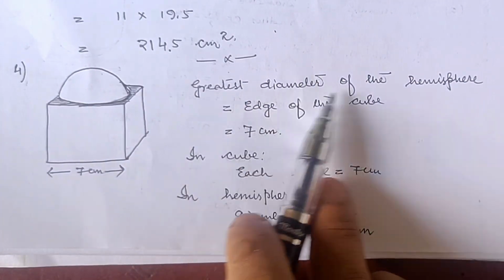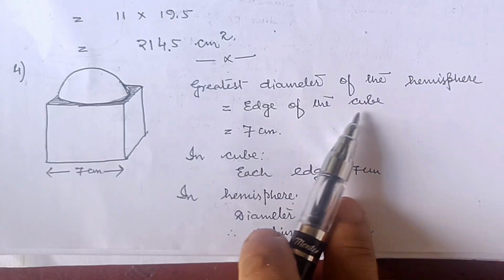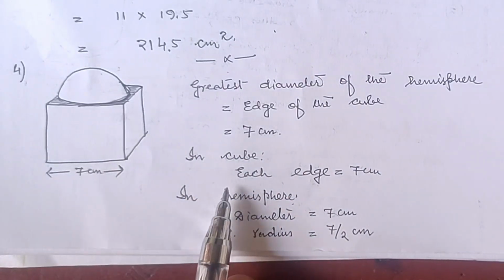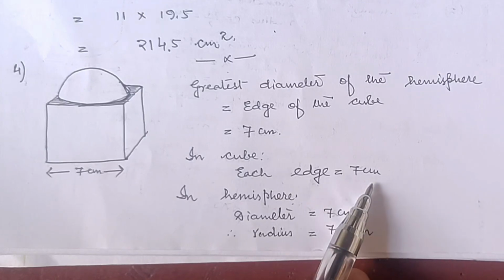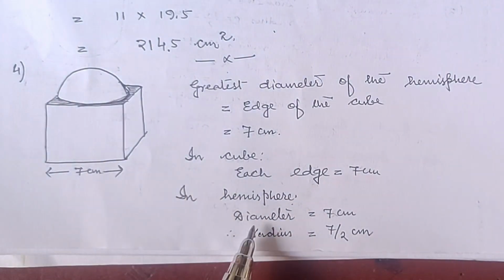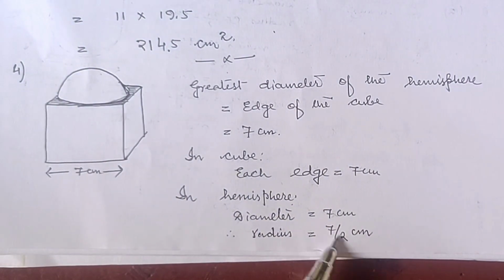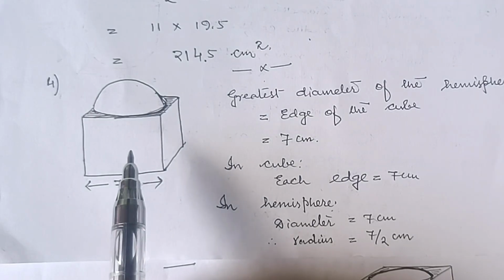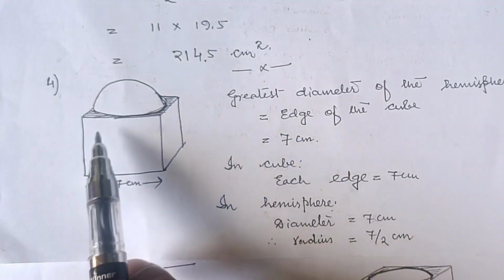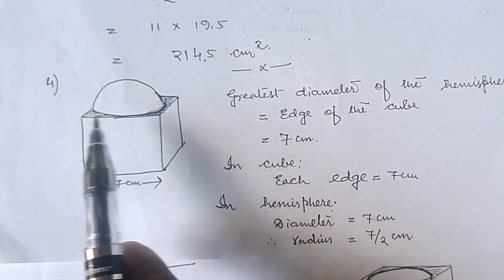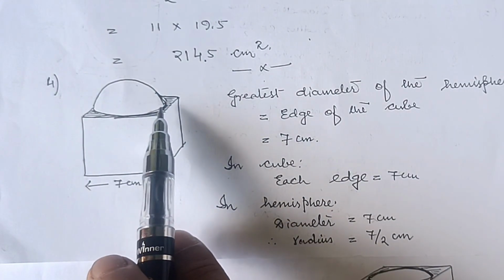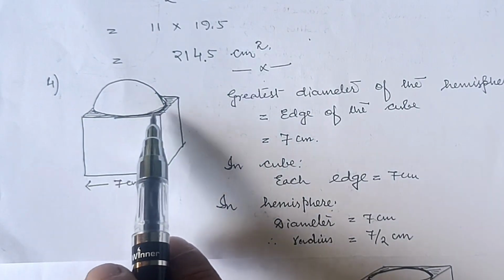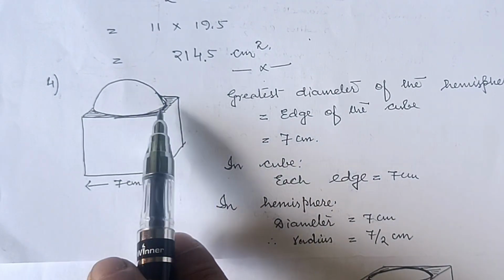So we can write greatest diameter of the hemisphere is equal to the edge of the cube, which is 7 centimeter. So in case of cube, each edge is 7 centimeter, and in case of hemisphere, diameter is 7. So radius will be half of 7, that is 7 by 2 centimeters. To find the total surface area of the solid, we have to consider total surface area of the cube plus curved surface area of the hemisphere minus area of the circle. Here, the circular part has to be removed, and there we have to place this hemisphere.